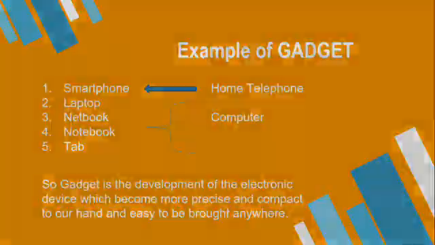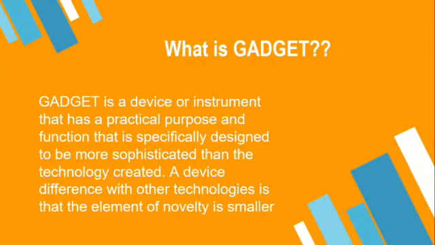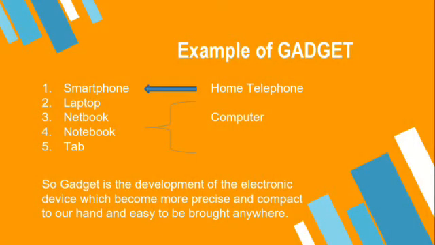So if you see this one, this is the revolution or evolution of mobile phone. So you can see from the big one, it becomes smaller but more sophisticated, and then thinner but with a big screen size, so everyone can easily see what they are doing on the mobile phone. Well, let's continue now with examples of gadgets.